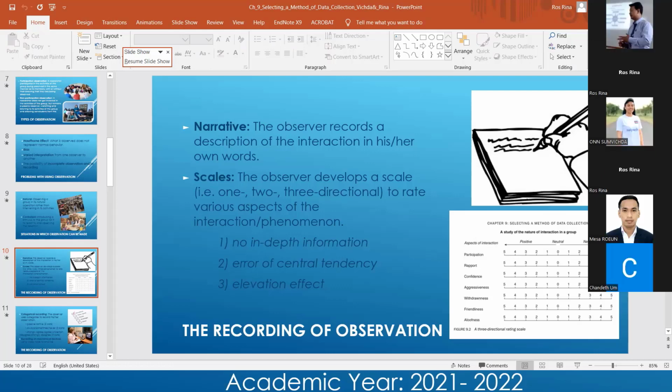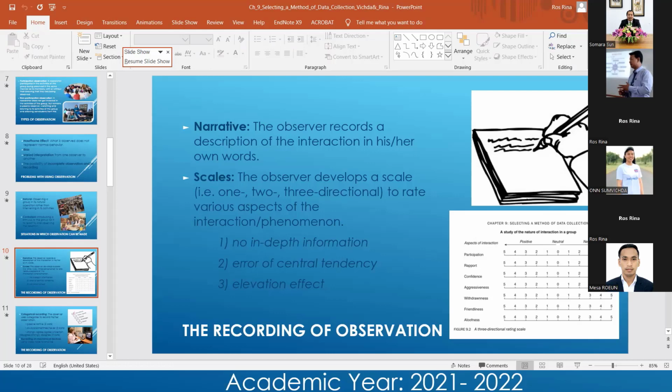It is on page 143: the study of the nature of interaction in a group. We have aspects of interaction: participation, rapport, confidence, aggressiveness, withdrawalness, friendliness, abruptness. We have scores from 5 to 0, and from 0 to 5. From 5 to 0 means from positive to neutral, and from neutral to negative is 0 to 5 in that graph. We call it a kind of scale that we use in recording of observation. Teacher, please move to the next.